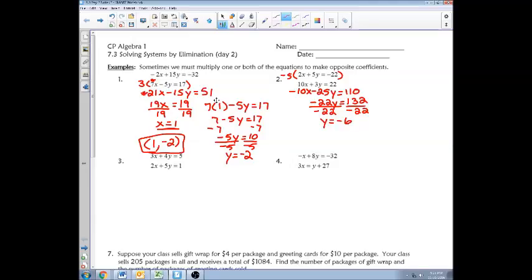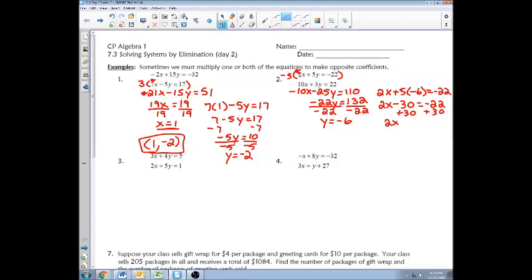Now I need to take the negative 6 and plug it back into my equation. Remember, personally, I like to use the equation that has the smaller coefficient on my opposite x or y. So in this case, I'm going to use my top equation because it has a smaller coefficient of 2x. So I'll have 2x plus 5 times negative 6 equals negative 22. 5 times negative 6 would be negative 30, so 2x minus 30 equals negative 22. Add 30 to both sides.